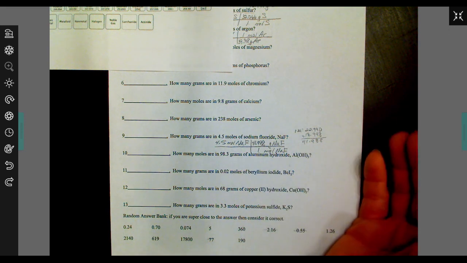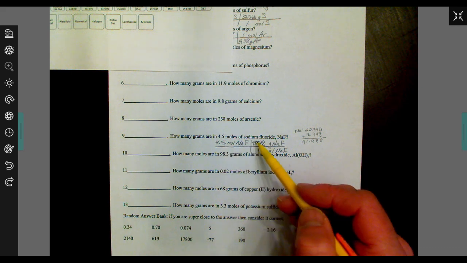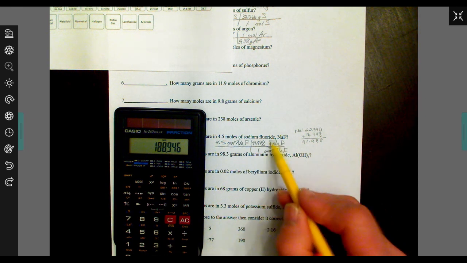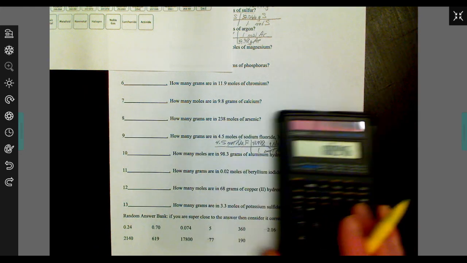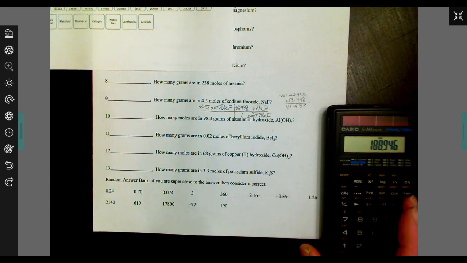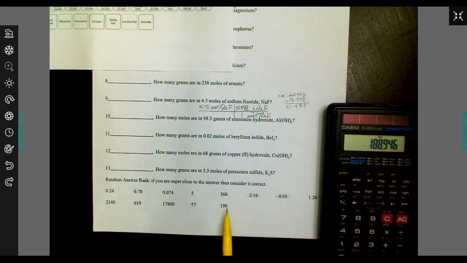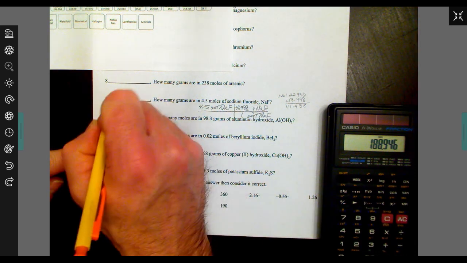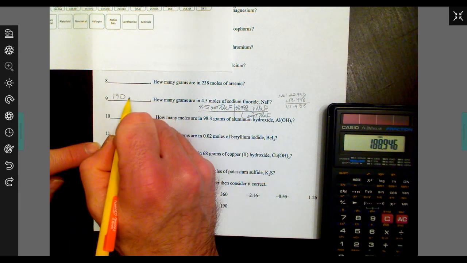Then we could just solve the same way we've been doing. 4.5 times 41.988. Let's see what that is. 4.5 times 41.988. And that equals 188.946 grams, right? Because mole cancels mole, leaves us with gram. So let's see if there's anything at the bottom that rounds off of that. Probably this one right here, 190. 188 could round to 190. All right, so that's 190 grams. Perfect.